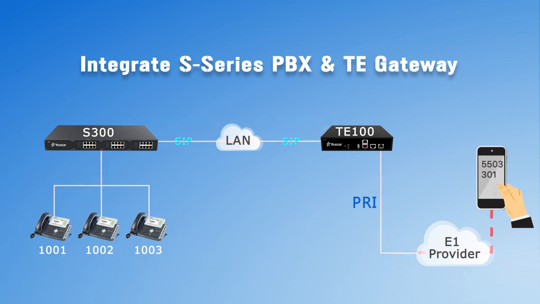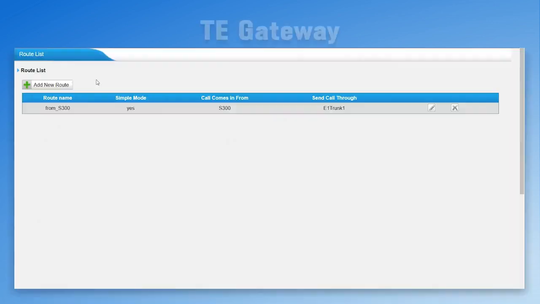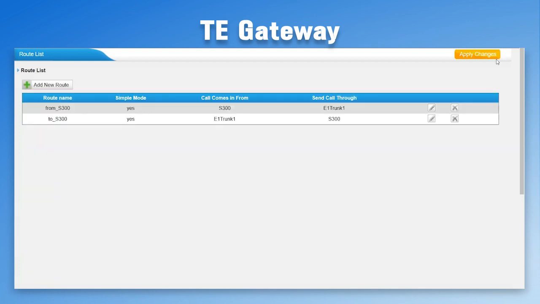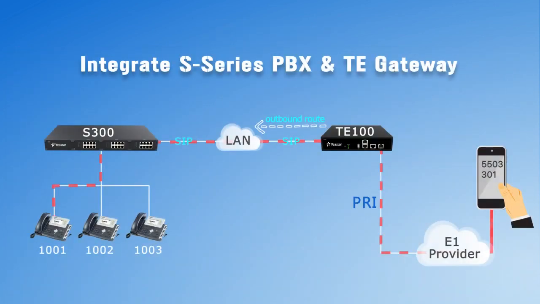Conversely, if we want to have incoming calls to the E1 line reach specific extensions of the PBX, just route calls from the gateway to the PBX. Add a route on TE100. Calls from the E1 line will be sent through the VoIP trunk to the PBX. By this configuration, all incoming calls from the E1 trunk will be routed to the PBX.